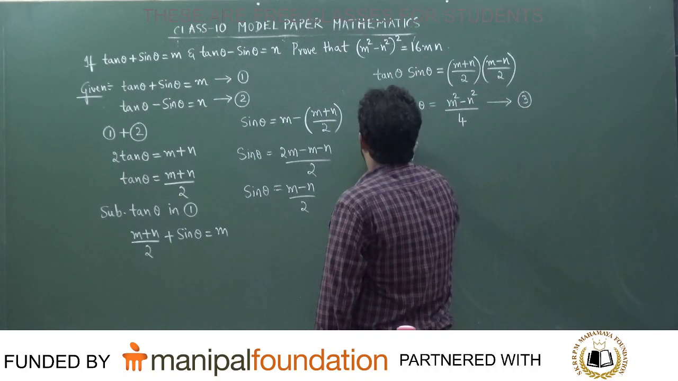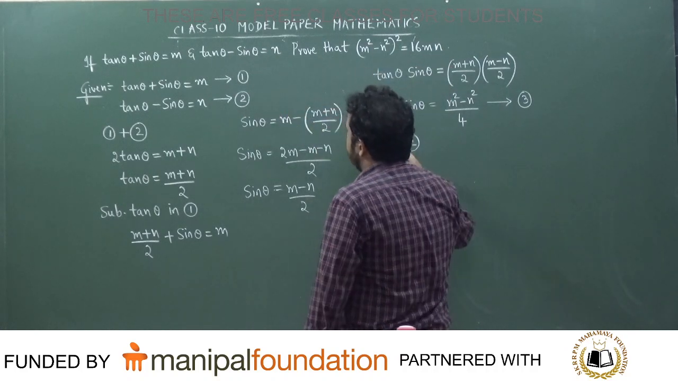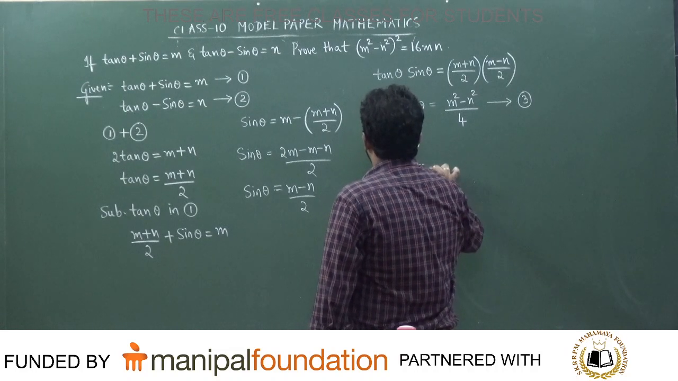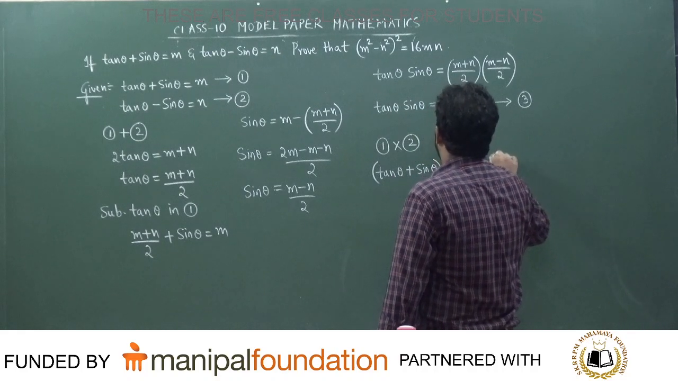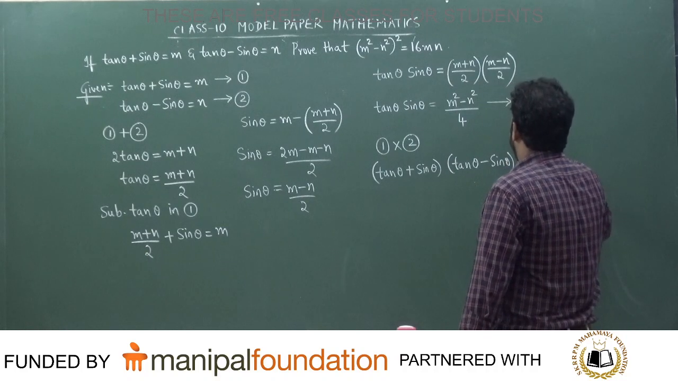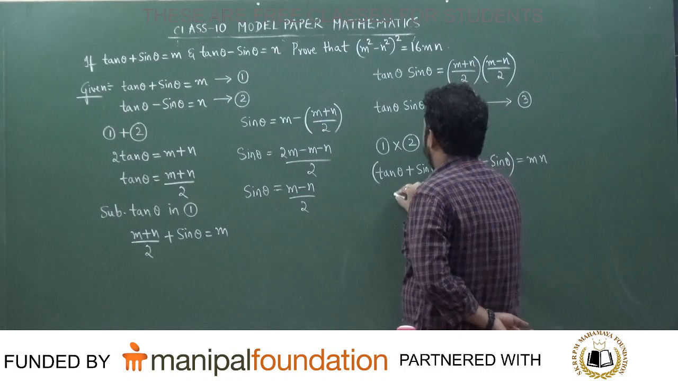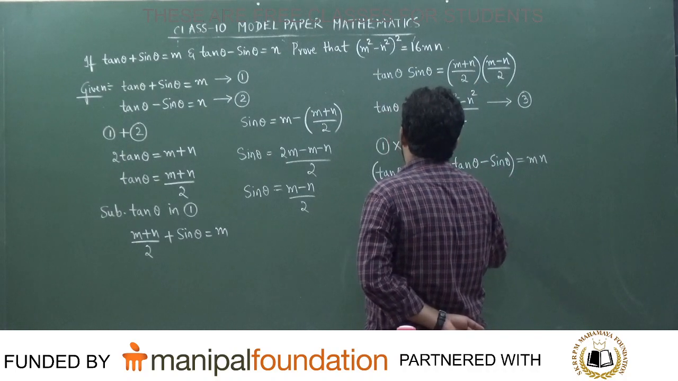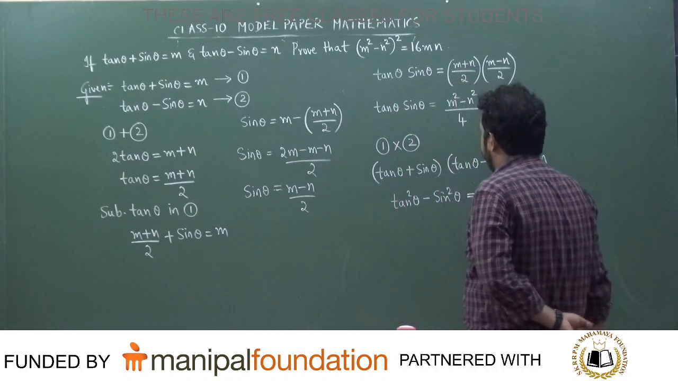So now what we'll do, we will multiply equation 1 and equation 2. Why? Because I want m into n. So tell me, what do we get? Tan theta plus sin theta into tan theta minus sin theta, that is equal to m into n. Is it okay? So now we'll get tan squared theta minus sin squared theta, that is equal to m into n.